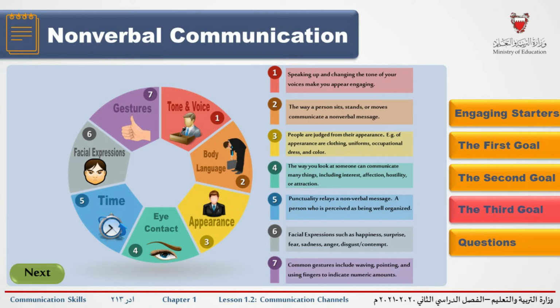Number 5. Time. Punctuality relays a nonverbal message. A person who is punctual is perceived as being well organized. Number 6. Facial expressions. Facial expressions such as happiness, surprise, fear, sadness, anger, disgust, contempt. Number 7. Gestures. Common gestures include waving, pointing, and using fingers to indicate numeric amounts.